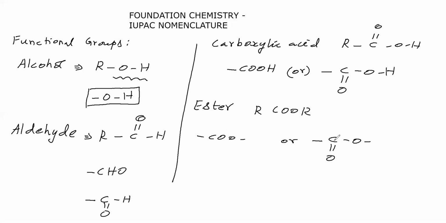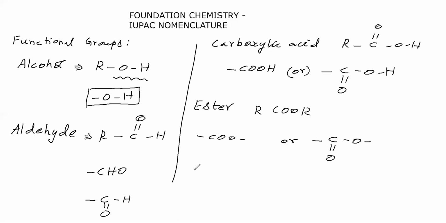Here single bond means this carbon is linked to some other group here. Here single bond means this oxygen is linked to some other group here. That is the meaning. So C double bond O, single bond O, like that should be there. On this side an R group should be there, and on this side also an R group should be there. This is called ester we can say.